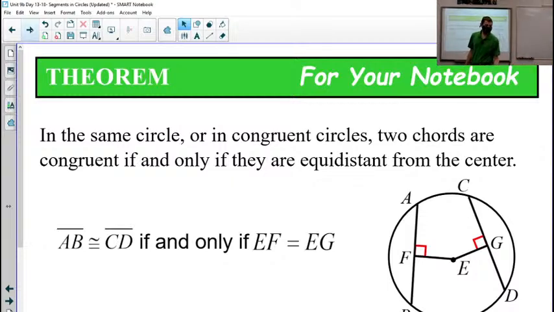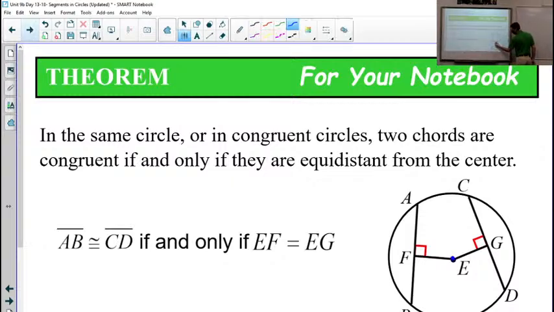Now, how do we measure distance from the center? We measure the distance that the chord is from the center, which will be the distance between a segment and a point. So how do we measure a distance between an entire segment and a point? Our convention is to drop down a perpendicular from the point onto my segment.